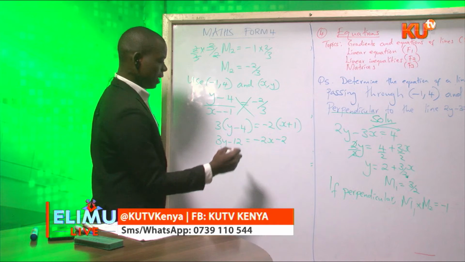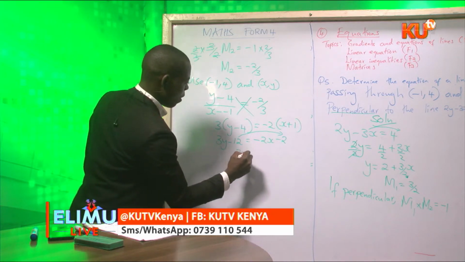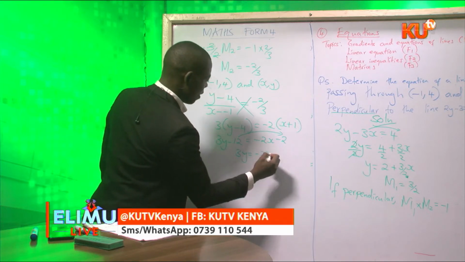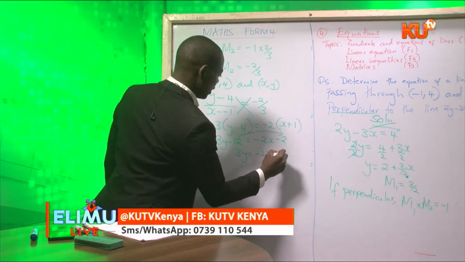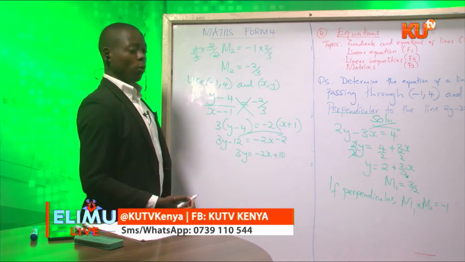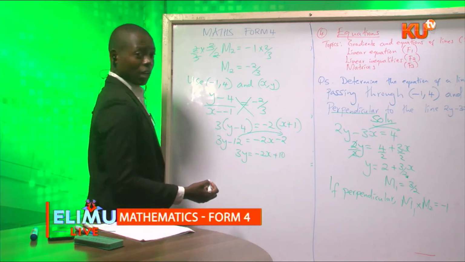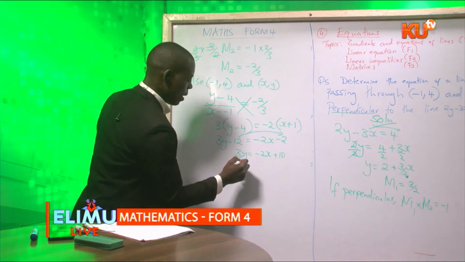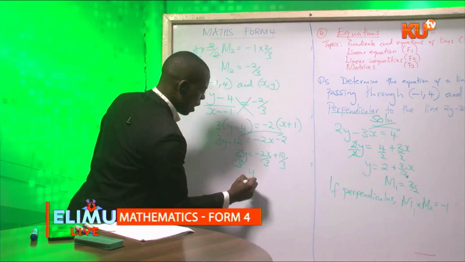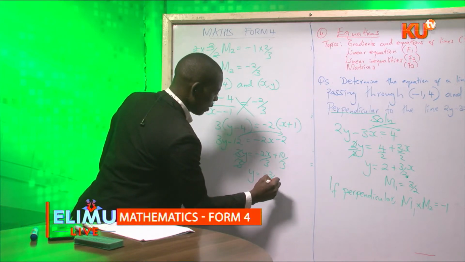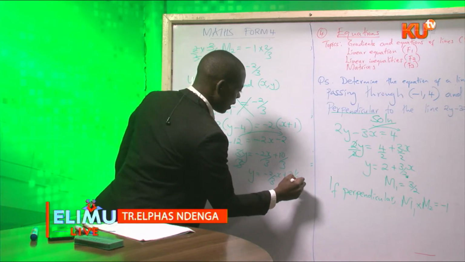Then collect like terms. This to the right side with 3y equal to negative 2x. Now, what is negative 2 plus 12? Plus 10. Good. So we have to give the equation in the standard form, which is y is equals mx plus c. And how do we get that? We divide by 3 on both sides. This cancels out, and y equals negative 2 over 3 x plus 10 over 3.